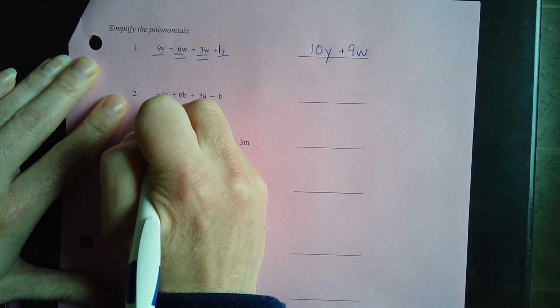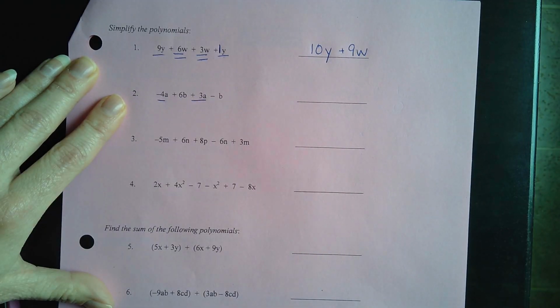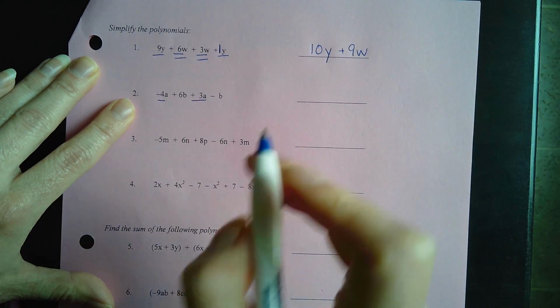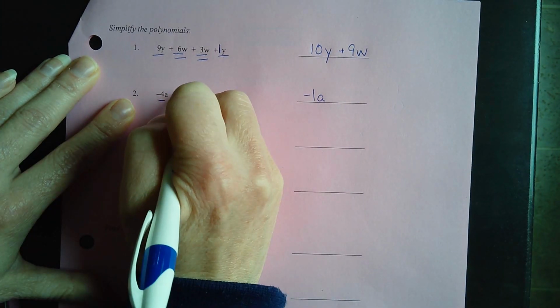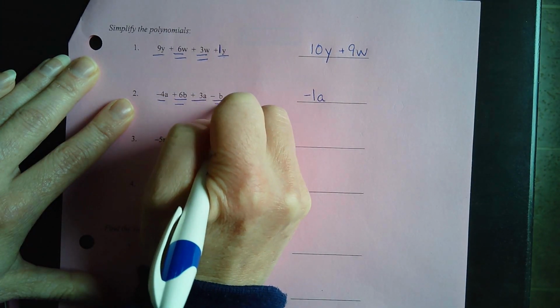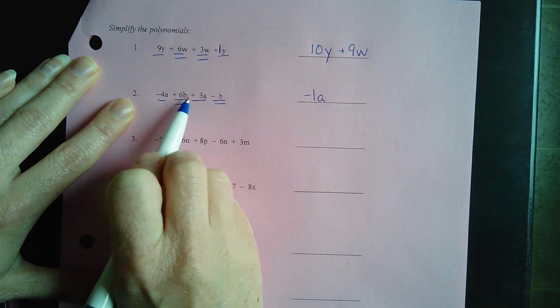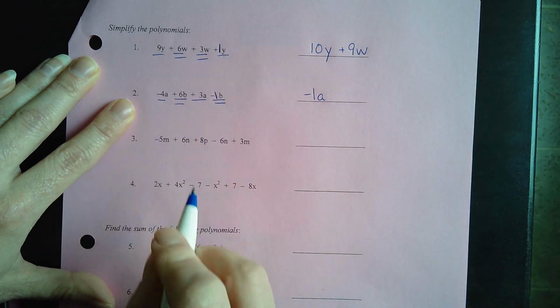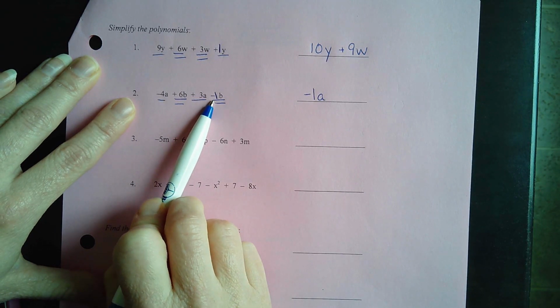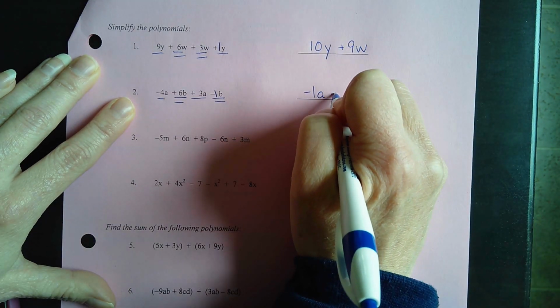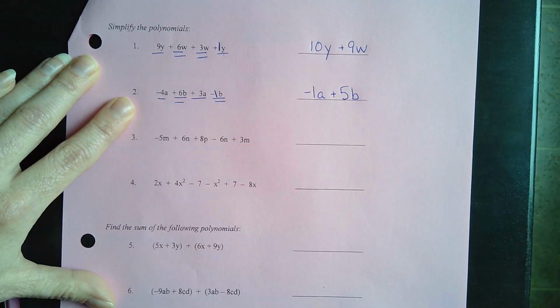Question 2, I'm going to add my a's together. Negative 4 plus 3 is negative 1a. Then I want to add my b's together. 6 and a negative 1. 6 plus a negative 1, or 6 minus 1. Either way, you will get a 5b.